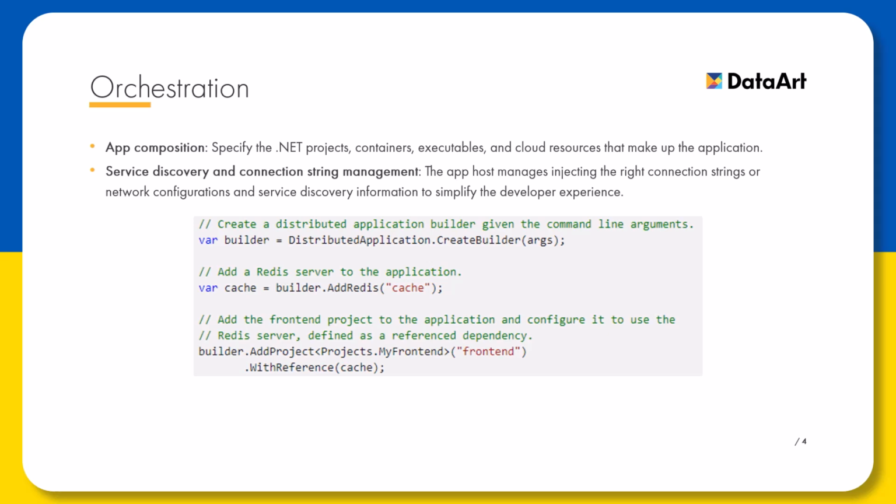On this screenshot, you can see a pretty familiar builder pattern where you have web builder, but now we use distributed application. We create the builder of it, then we add a Redis server to our application, and then we add a front-end project and say that it has a reference to the Redis server. So the front-end application depends on our Redis cache.